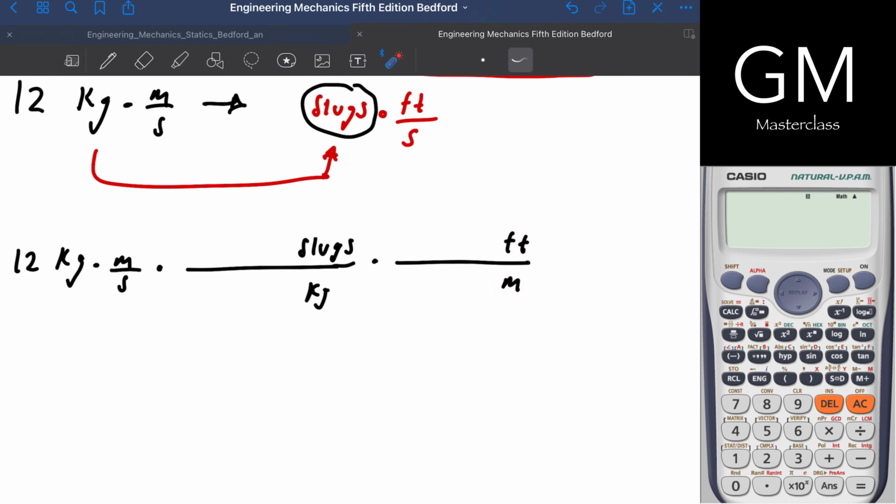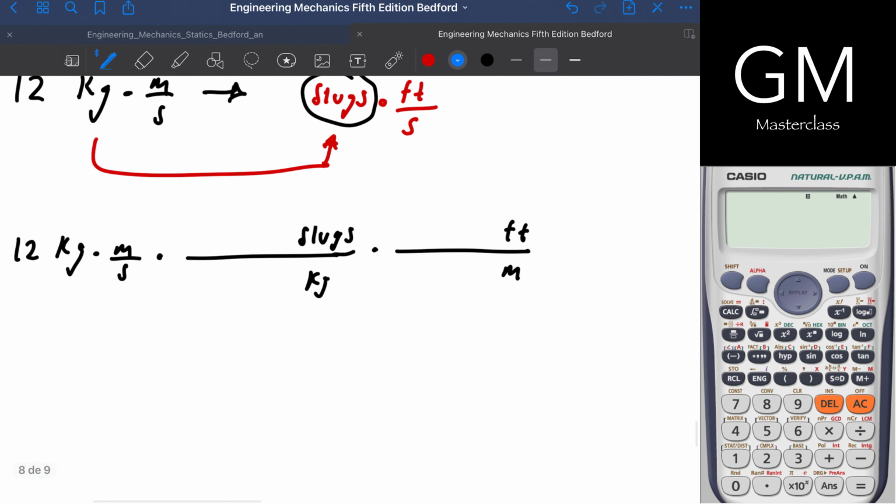Why am I putting the kilograms on the below part of the division? Well, because I have the kilograms here on the upper side of the division. Remember that this is the same as having kilograms multiplied by meters divided by seconds. And the same explanation for this part. Because I have the meters here, I gotta put them on the denominator part of the division. Then I gotta write down here some equivalences.